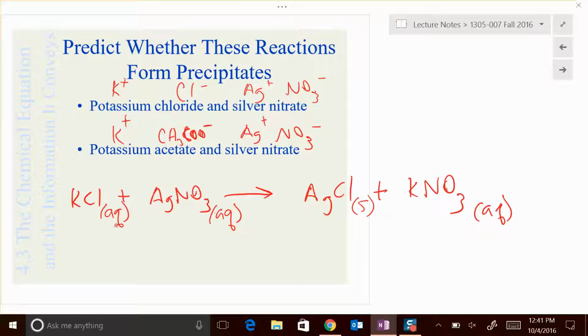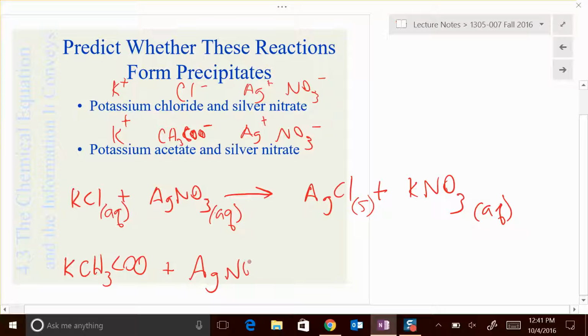Now let's look at the other one. We have potassium acetate, KCH3COO, plus silver nitrate. And what are they going to form? What are they going to make?